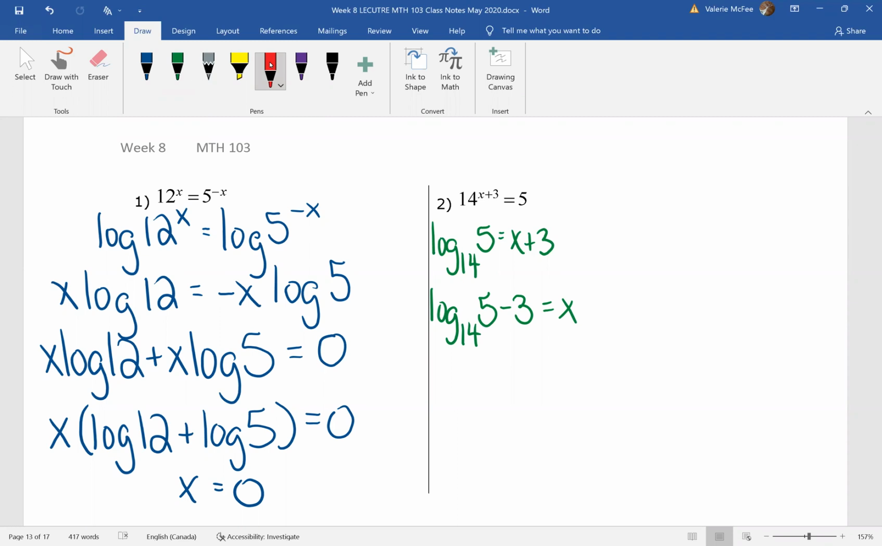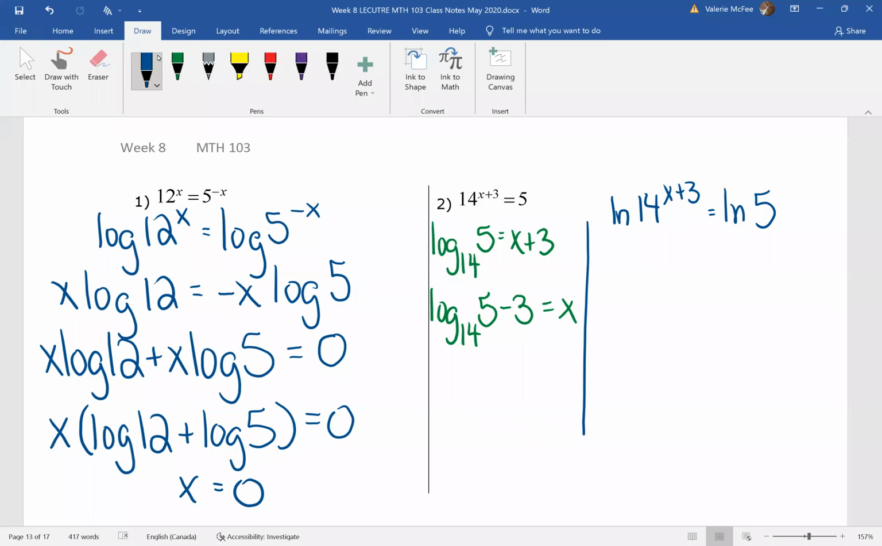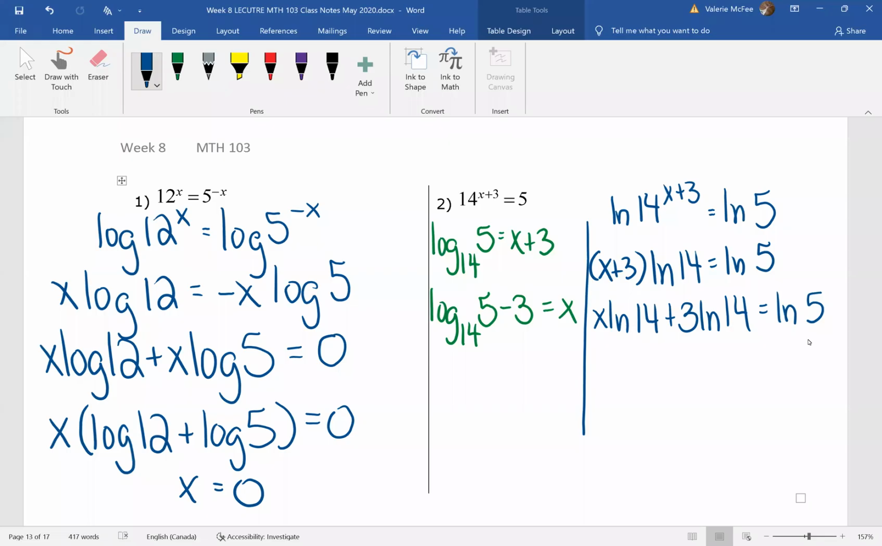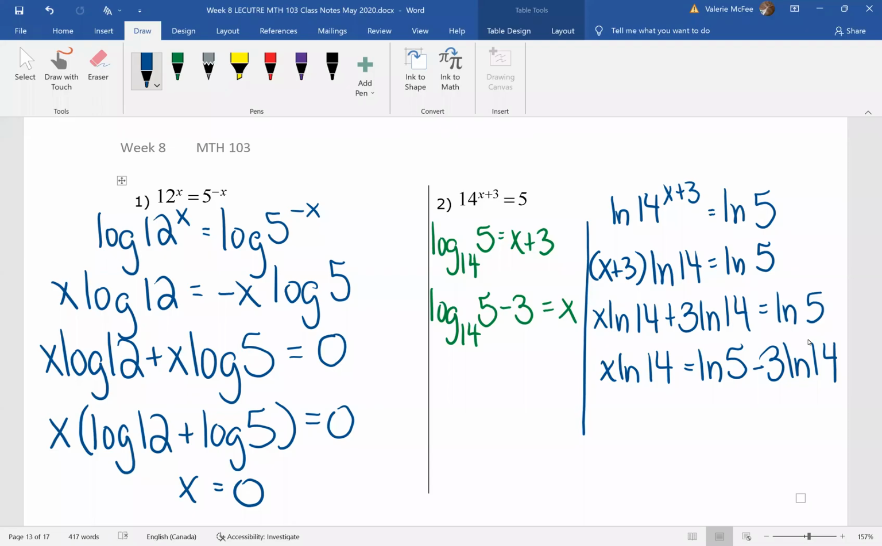Now, I want to show you what many of you are going to do. You're not going to practice enough. And all you're going to remember is that you should apply a log to both sides. Notice I'm using the natural log. Now we can write our power as a factor. Open the brackets. Keep our terms with x on one side and our terms without x on the other side. And then divide by that factor.